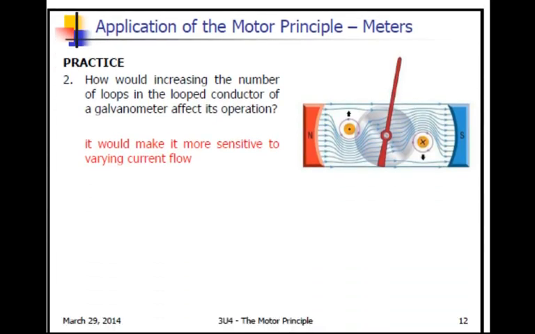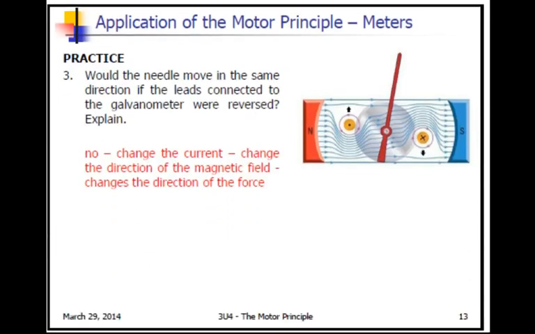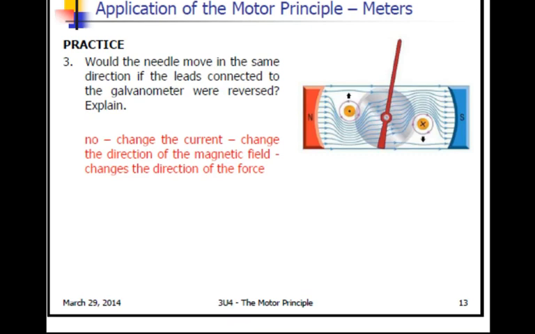How would increasing the number of loops in the looped conductor of a galvanometer affect its operation? The more loops we have, the more sensitive it would be to current flow. Would the needle move in the same direction if the leads were reversed? No. So the change in current would mean there would be a change in the direction of the magnetic field and the change in the direction of the force.